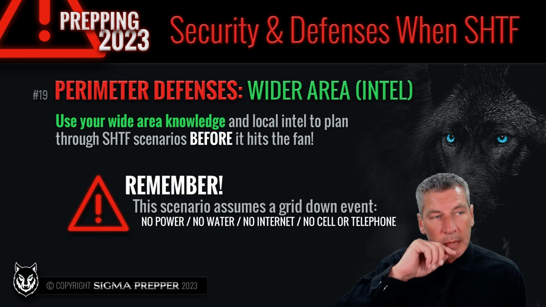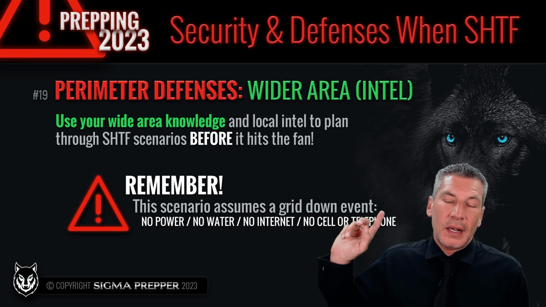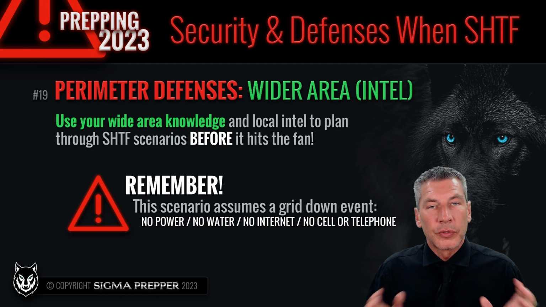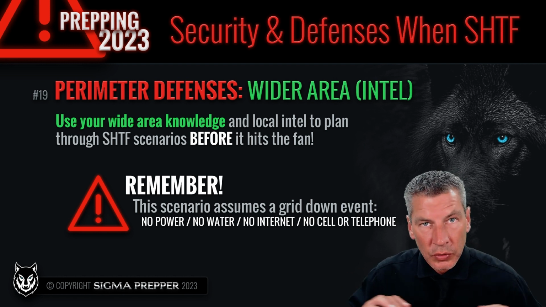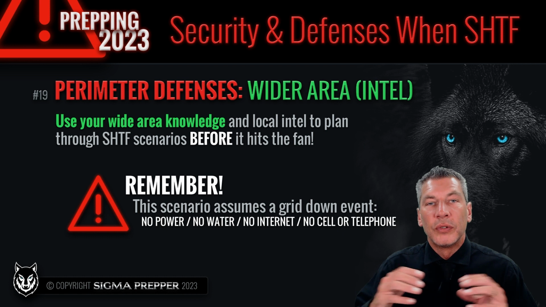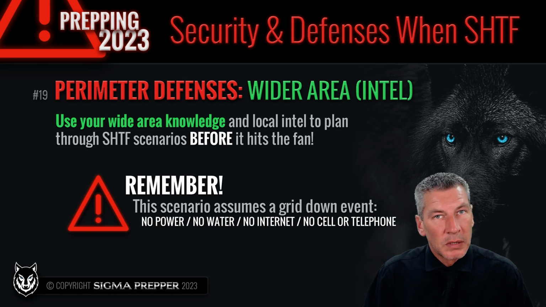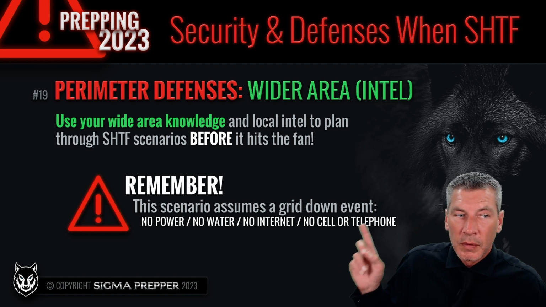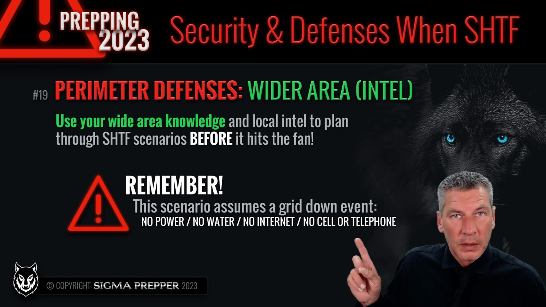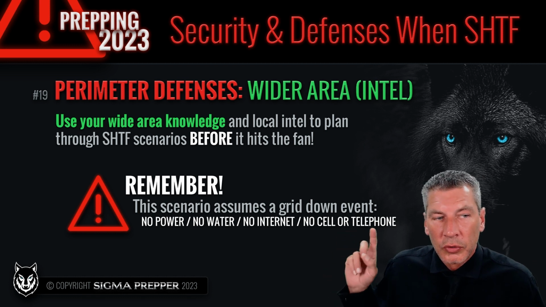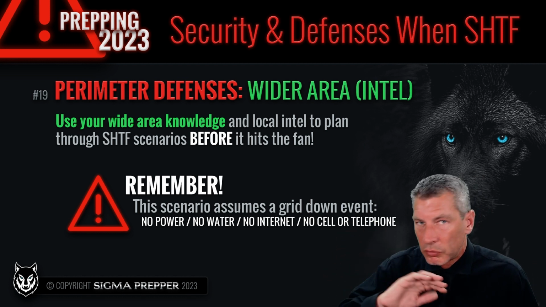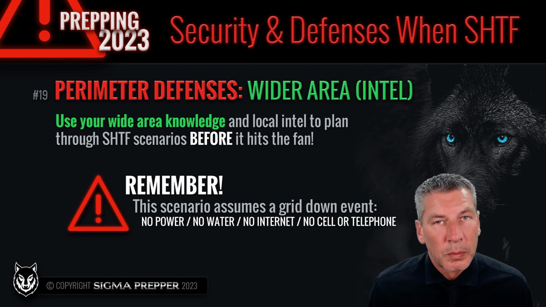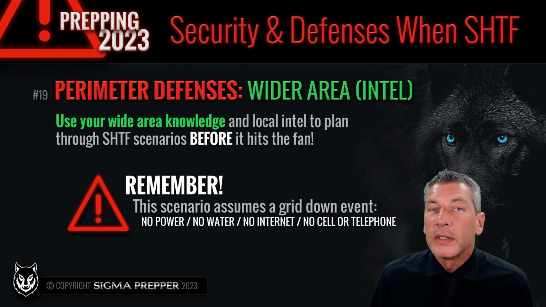So, just to recap then, just think about your area as a whole where you live. Just understand the pros, the cons, the threats, the opportunities, the things around you that you can use, the woodland, the rivers, the lakes, that you may need to be relying on for fishing or water. And don't forget, as it says here, remember, this scenario assumes a grid down event. Right, so we're talking no power, no water, no internet, no cell or telephone, no nothing. You are on your own and your preps. If you haven't got provisions of water stored, you're going to be having to get it from somewhere.